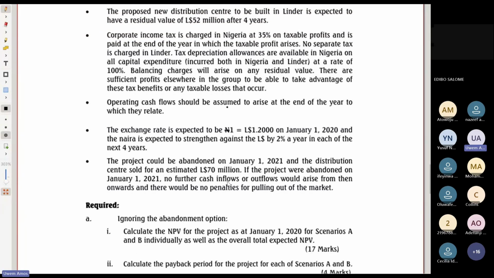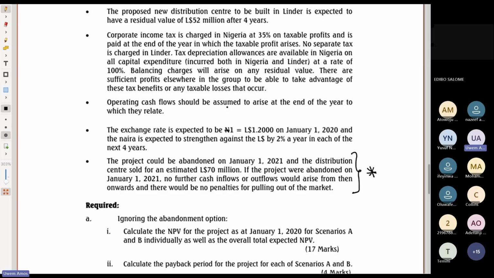Ignoring the abandonment option. In other words, ignoring this additional information, because this information is what talks about abandonment. So just assume that for this particular question, this last point does not exist. So ignoring that last point.